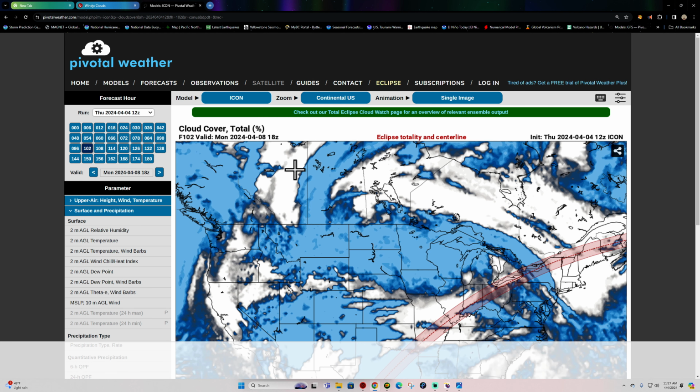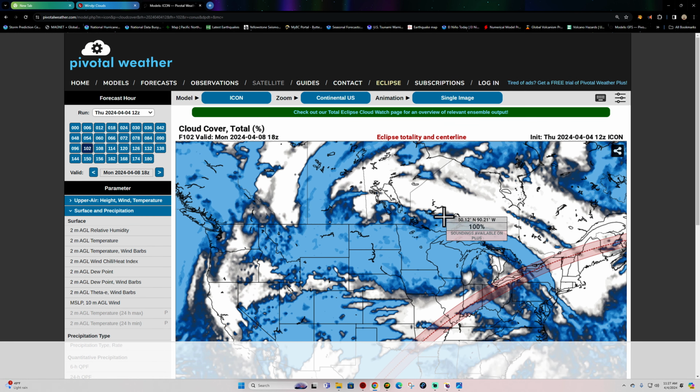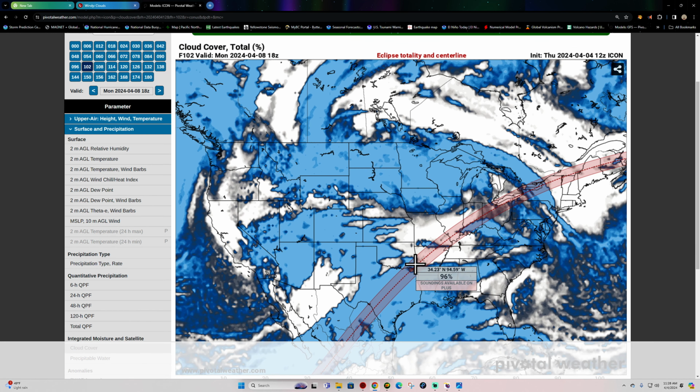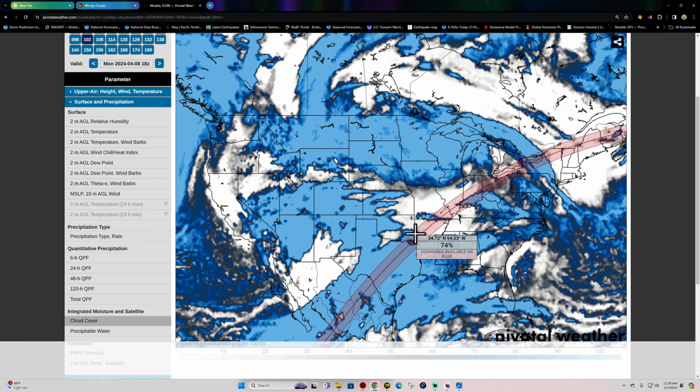Let's go back to the Germany version here. This is the ICON. Again, these guys still show a lot of cloud coverage across Texas, with openings going up across the Arkansas area. The white on this map is not going to be clouds. It's going to be openings as far as clarity. The blue is almost 100% cloud coverage. As you can see, the 100% there as it follows the cursor.